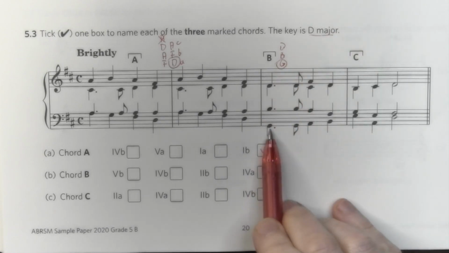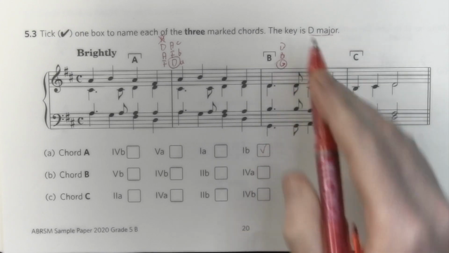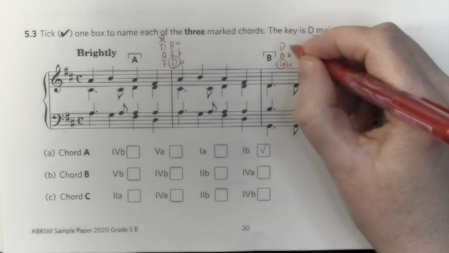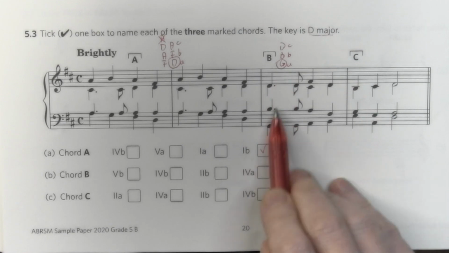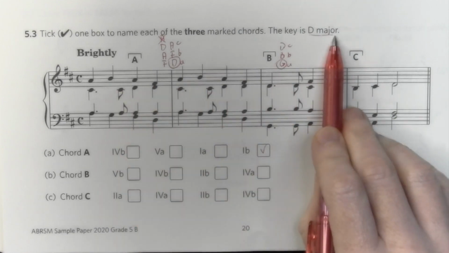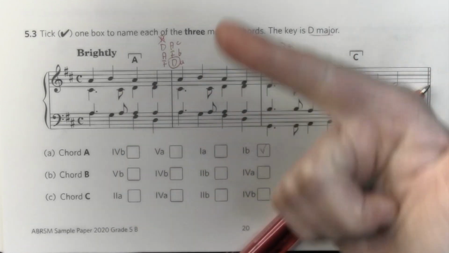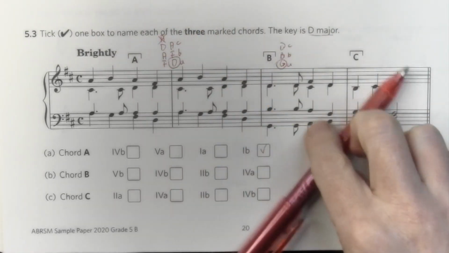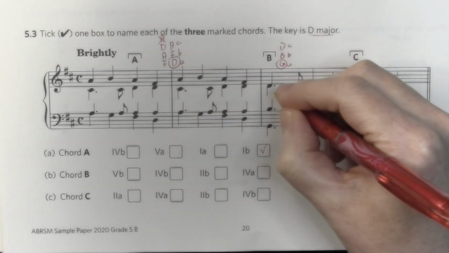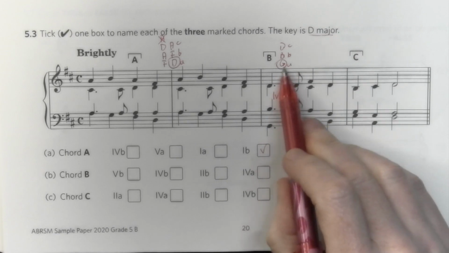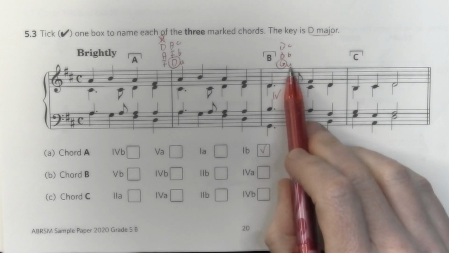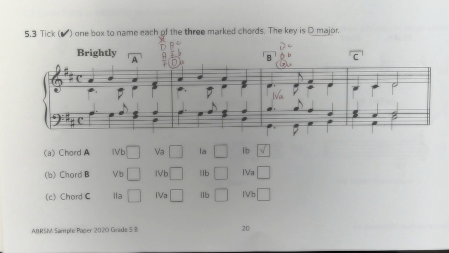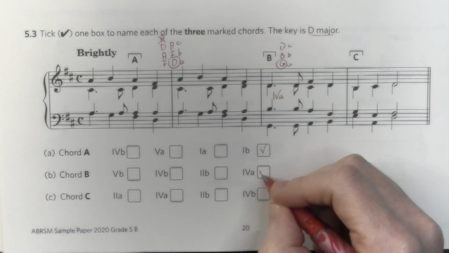Which note is at the bottom? G. So A, B, or C? Oh, G for D major is sol, re, mi, fa, sol. It's the fourth degree. So fourth degree. And G is the lowest note. So 4A, and here it is.